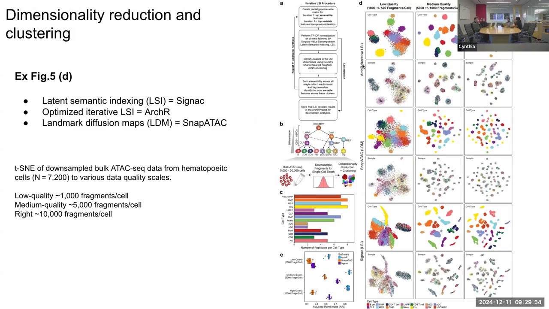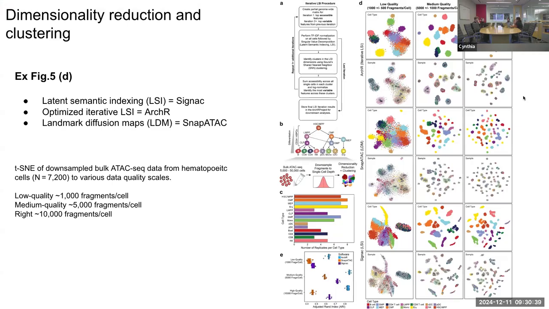In panel D, they are showing examples of ArchR using the iterative LSI, SnapATAC using the landmark diffusion maps, I don't remember all the letters, and Signac using the latent semantic index. So we can see here that they have three columns. The first column is to look at the performance using low quality cells, and the other columns look at the medium quality and the high quality cells.